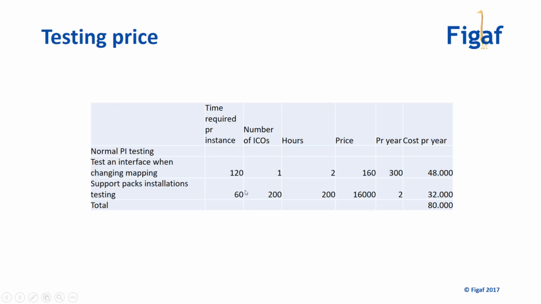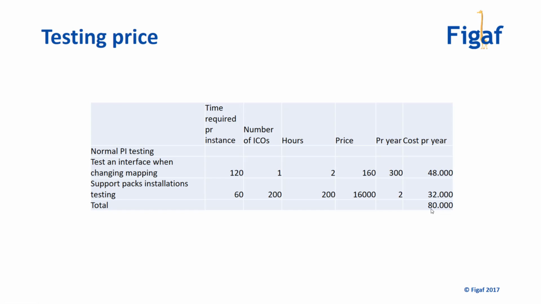If you do support packages, you may be able to test a little faster. So an hour per each of your 200 interfaces adds up to 16,000 per support package, times 2 a year, so that's 32,000, so a total of 80,000.